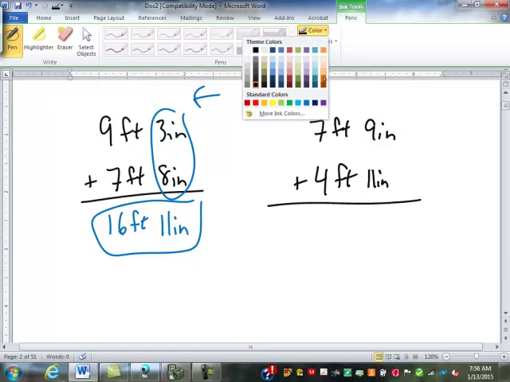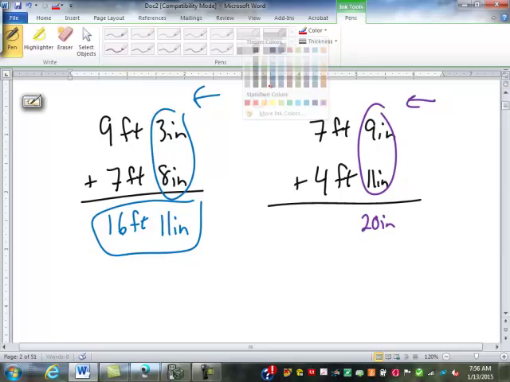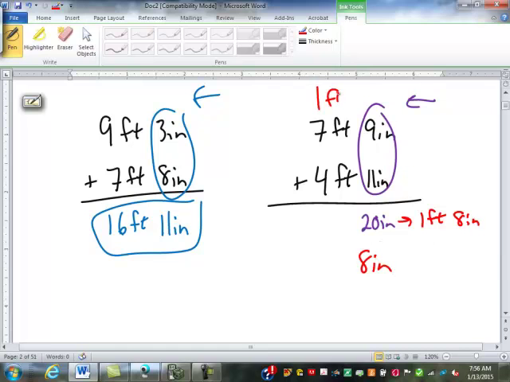We run into something like this. So again, we start on the right, work our way back to the left. 9 and 11 make 20 inches. Now what's wrong with that? It's over a foot. That is 1 foot and 8 inches. So we're going to keep the 8 inches and carry the 1 foot. 1 and 7, 8 plus 4, 12 feet, 8 inches.